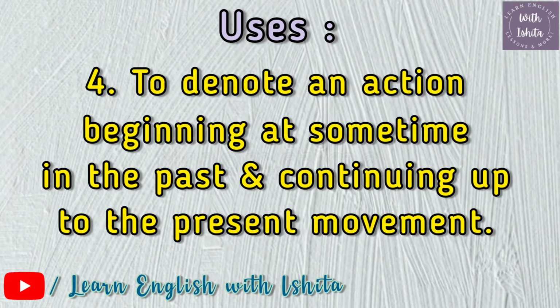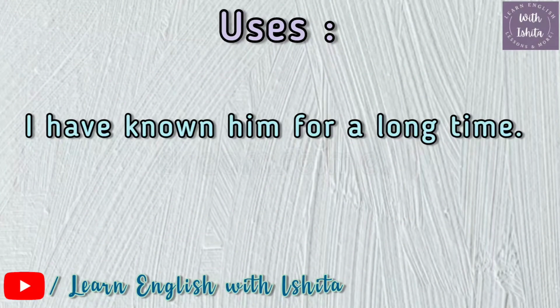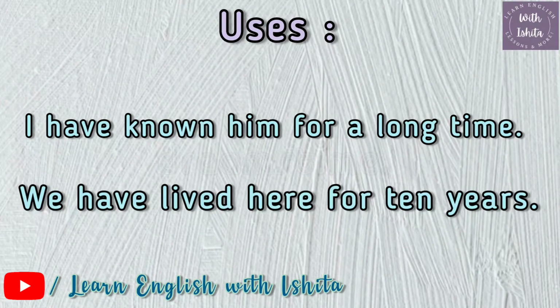Okay. Rule number 4, that is to denote an action beginning at some time in the past and continuing up to the present moment. For example, I have known him for a long time. We have lived here for 10 years.